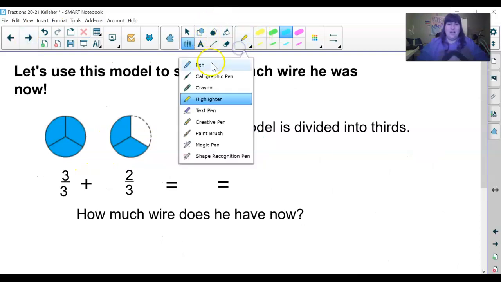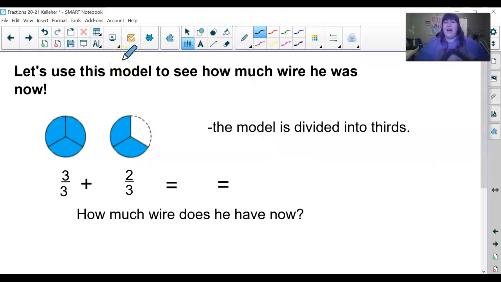All right, let's look again. Let's use this model to see how much wire he has now, a different way to look at it. So here he has 3/3 of a meter of wire, 3 out of 3, which means 1 whole. Here he has 2 out of 3, or 2/3 of a meter of wire. If you add these together, since they have the same denominator, 3 plus 2 equals 5, and the denominator stays the same. So he has 5/3 of a meter of wire.